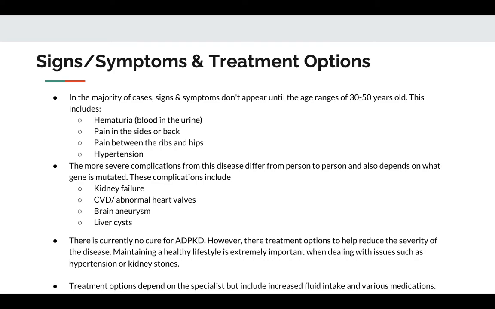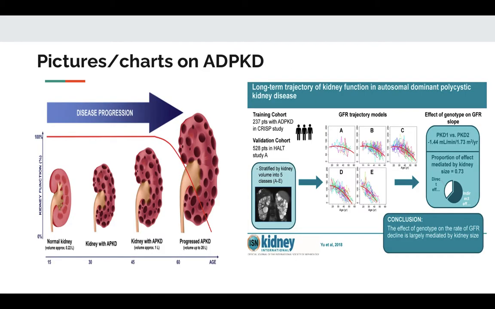There are trial medicines being looked at right now that could reduce the rate at which the kidneys grow and slow down the rate of the cyst growth. So hopefully these are things that will be introduced in the future for this disease.